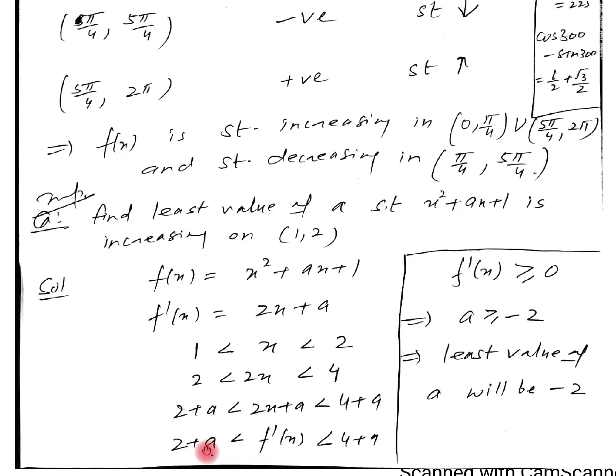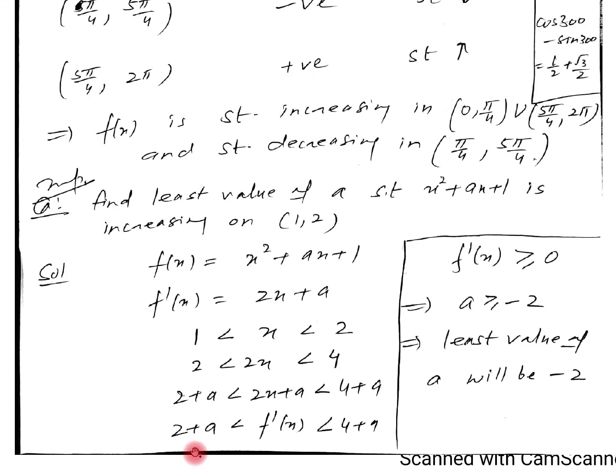So therefore if I am putting a equal to minus 2, then it becomes greater than or equal to 0. So therefore we can say here f dash x is greater than or equal to 0. Therefore this quantity must be greater than or equal to 0. Therefore a must be greater than or equal to minus 2. It means we can say the least value of a will be minus 2.